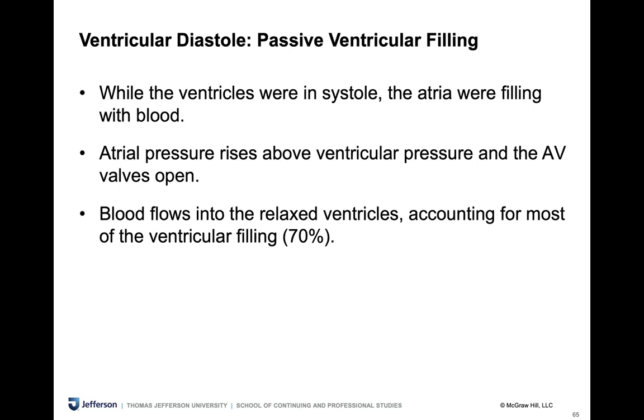While the ventricles were in systole, the atria were filling with blood. Atrial pressure rises above ventricular pressure and the AV valves open, and blood flows into the relaxed ventricles, accounting for most of ventricular filling. About 70% of the blood will flow passively from the atria into the ventricles.